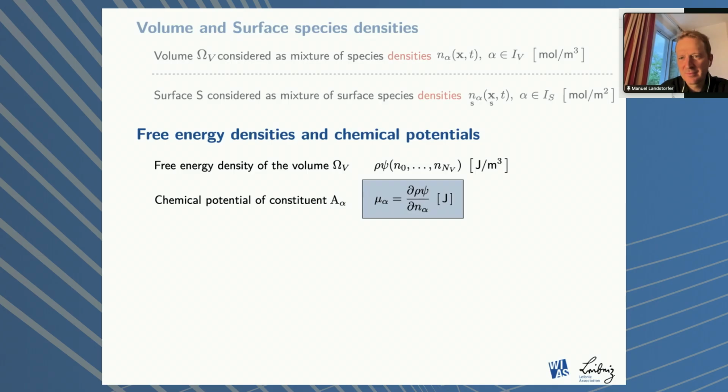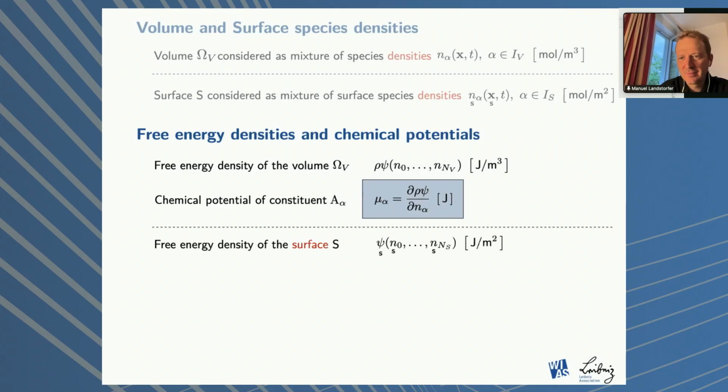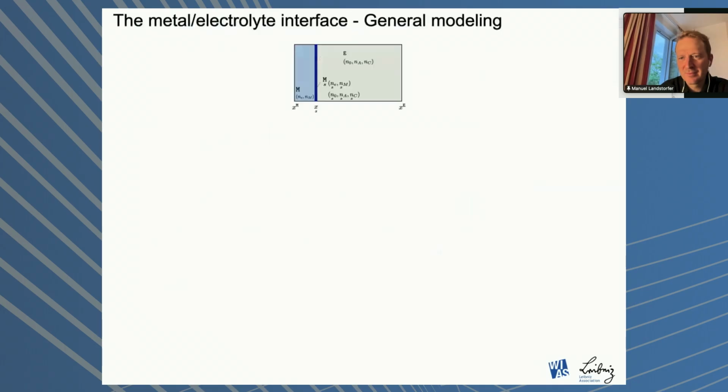There are also, if you would write here not the free energy density, but the free energy as a volume integral, then you would have here the Fréchet derivative, but it's in principle the same idea behind. On the surface, you can have a similar quantity, surface free energy, again expressed in terms of surface concentrations, and then quite similar, a surface chemical potential as its partial derivative with respect to the corresponding surface species density.